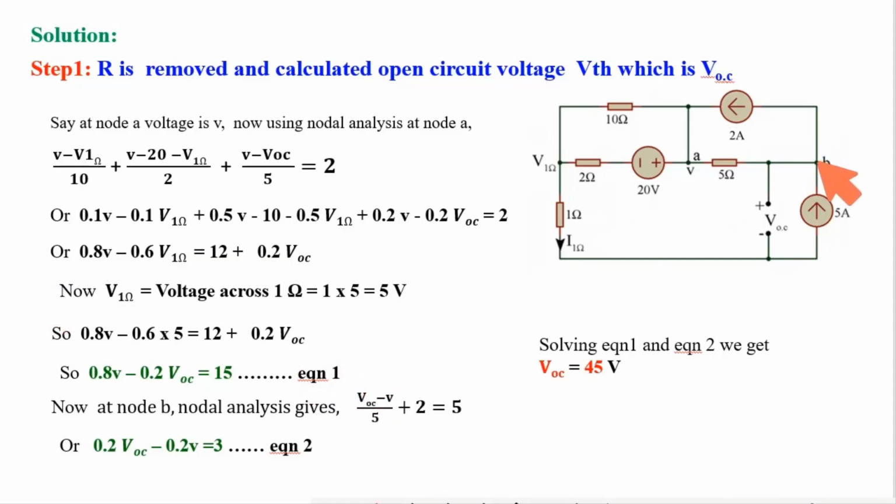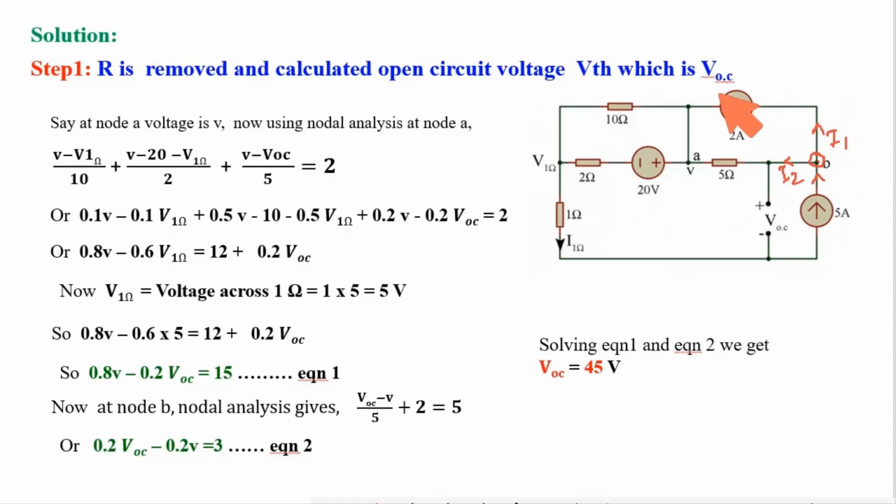Now using this node, in this direction a current is going out from this node. This is the inlet current, another current is in this direction. So using this node, this current will be equal to the sum of this current plus this current. So this is I1, this is I2.